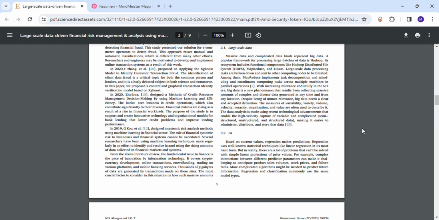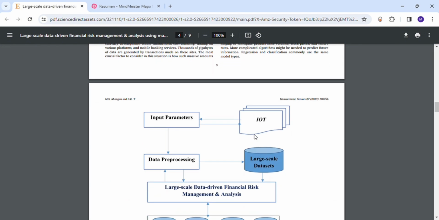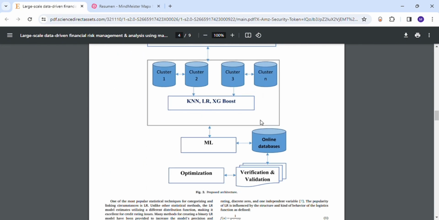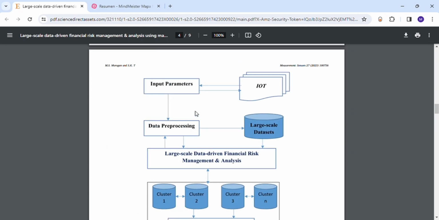For example, complex interactions between different predictor parameters can make it challenging to anticipate product sales volumes, stock prices, and failure rates. More complicated algorithms might be needed to predict future information. Regression and classification commonly use the same model types. We have here a graphic.